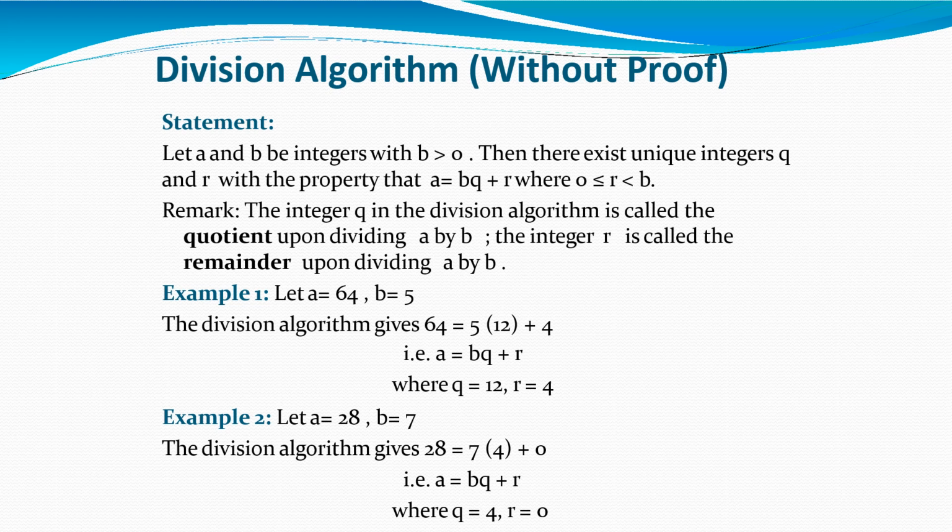Now, the next important topic is the division algorithm. See what is the statement of the division algorithm. Let a and b be two integers with b greater than 0. Then there exist unique integers q and r with the property that a is equal to bq plus r, where 0 is less than or equal to r, less than b. Now here the integer q in the division algorithm is called the quotient upon dividing a by b, and the integer r is called the remainder upon dividing a by b.